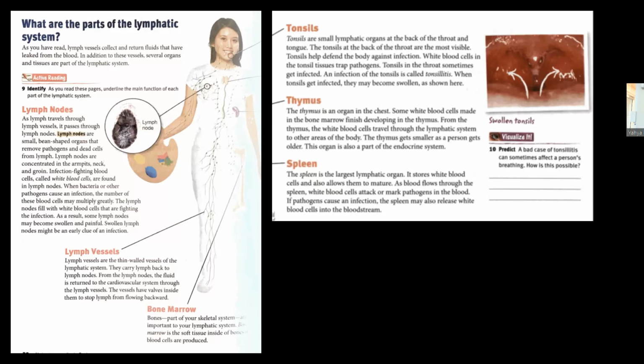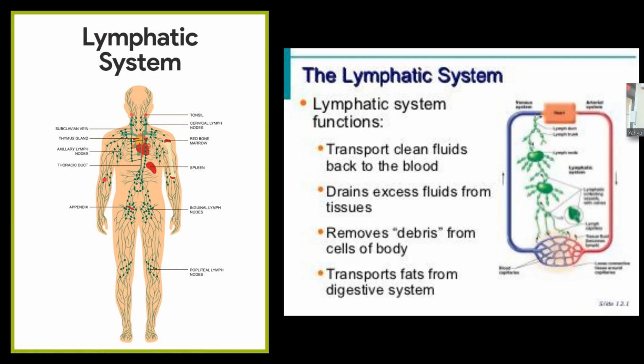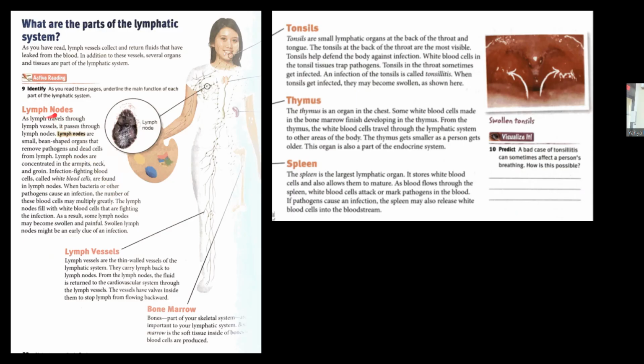Let's take a look at the different parts of the lymphatic system a little bit more closely. So we notice in this picture, you see all these tiny green dots all over the place? Those are called lymph nodes. Lymph nodes are tiny bean-shaped organs that remove pathogens and dead cells from the lymph. Remember, the lymph is the fluid that flows through the lymphatic system. So these tiny dots, the lymph nodes, filter out all the bacteria and other dangerous things.